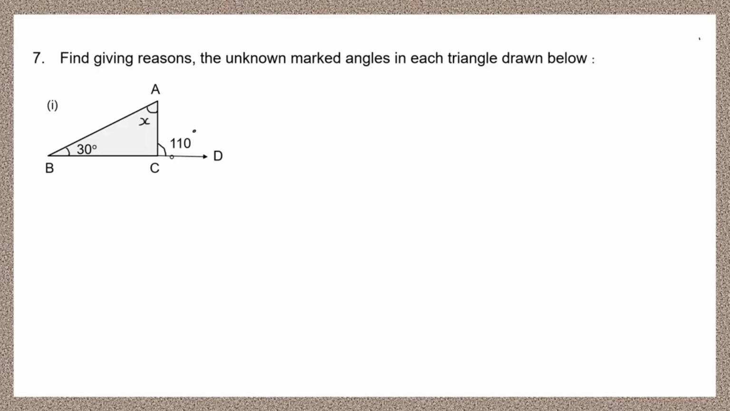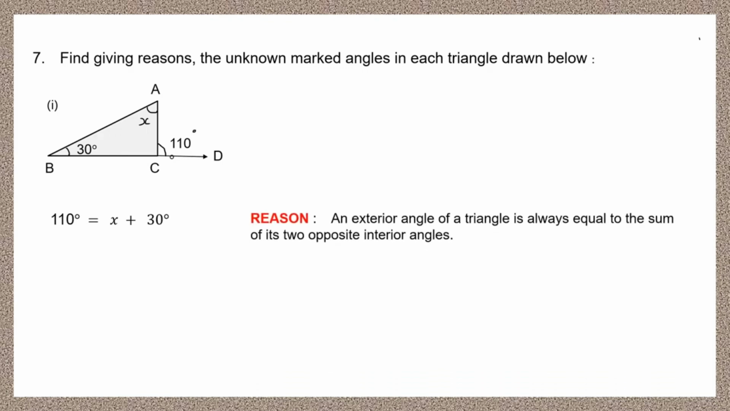Let me repeat, 110 degrees will be equal to two interior opposite. So can you see 30 degrees and x degrees? If I add up 30 degrees and x degrees, it will be equal to 110. Okay, so 110 is equal to x plus 30. And why is that so? The reason is an exterior angle of a triangle is always equal to the sum of its two opposite interior angles. So 110 is equal to x plus 30.